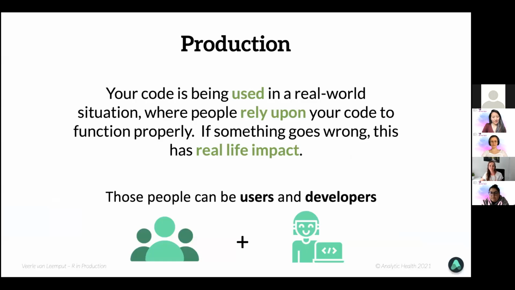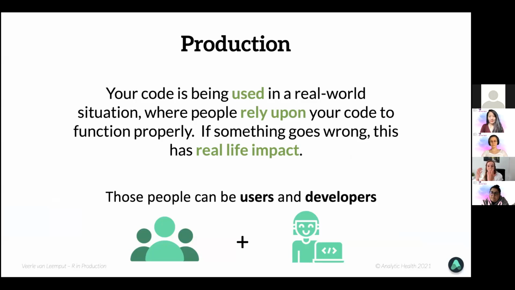This is my view on what production is. Production means that your code is, for one, used in a real world situation. Two, people rely upon that code. And three, if something goes wrong, this has real life impact. So there are these 3 elements, which in my opinion belong to what production is. It's being used, it's being relied upon, and it has real life impact if something goes wrong.